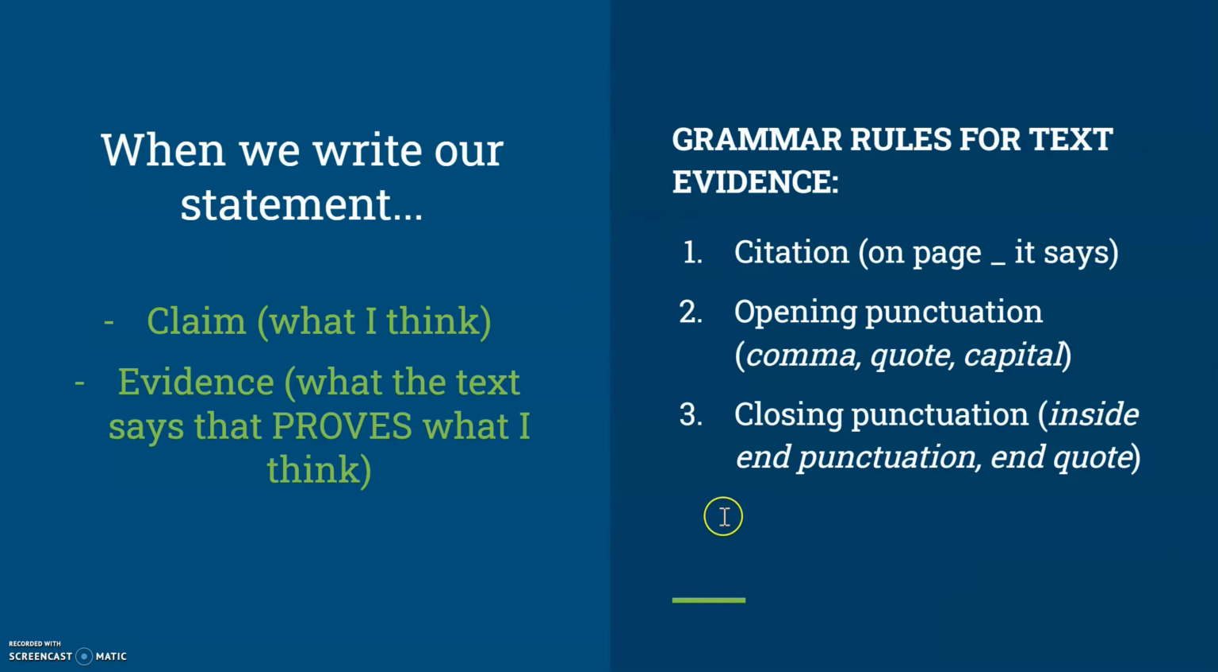So, some grammar rules for text evidence: first, having our citation. For example, on page 16, it says this and this and that. Number 2, the opening punctuation: the comma, the quote, and the capital. And number 3, our closing punctuation: inside end punctuation and end quote. Now, these rules might seem a little confusing at first, but it'll make a lot more sense once we actually write our statement.